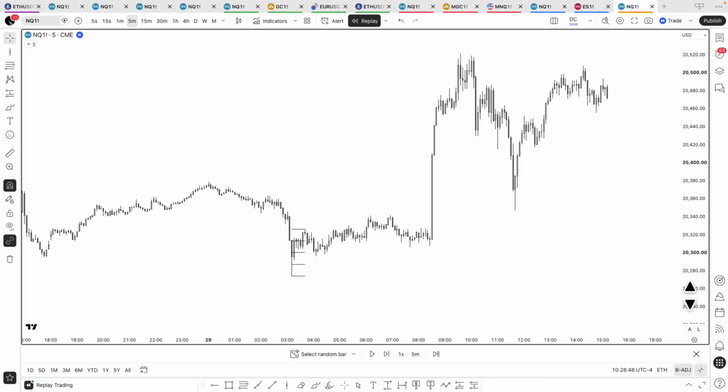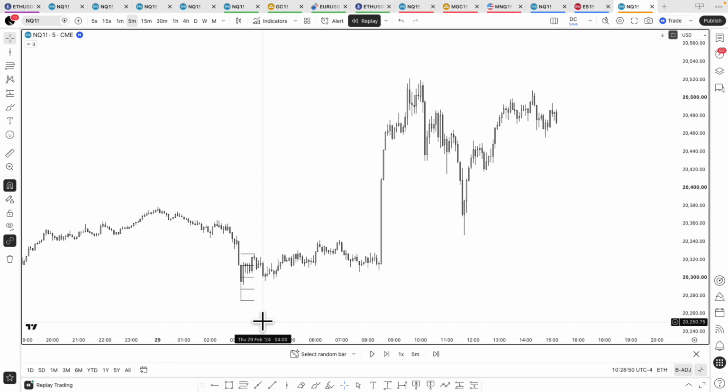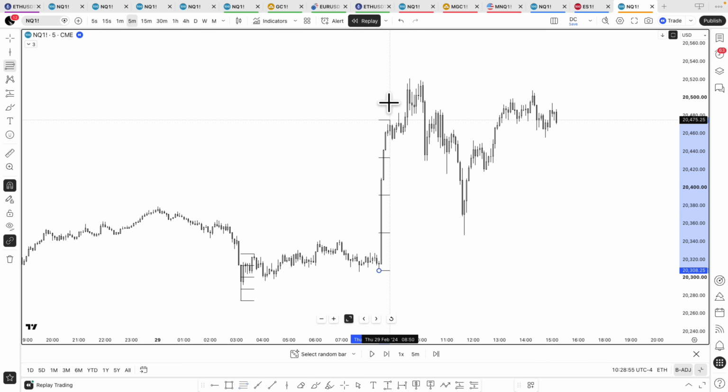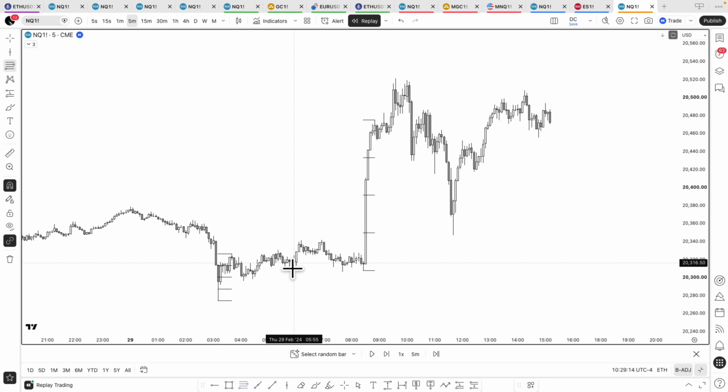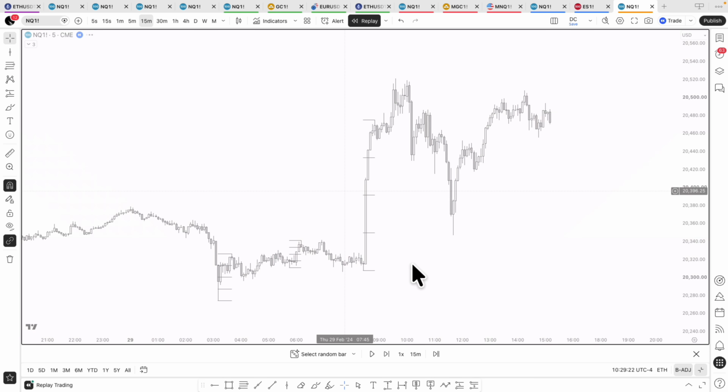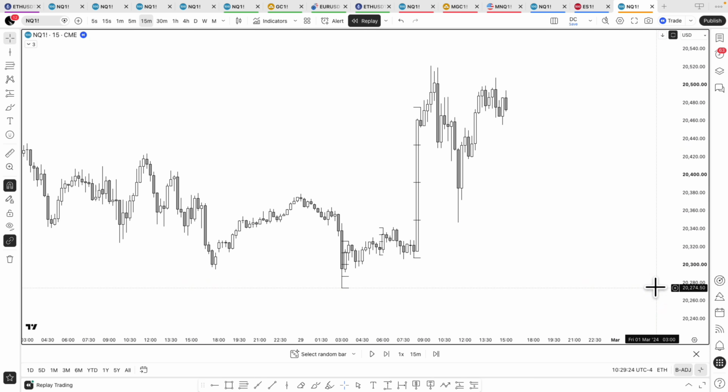So for expansion ranges, we can simply look to anchor from this candle's low all the way up to this candle's high, deeming this our expansion range as we're looking at this 5-minute interval. Before that expansion range, we have our consolidation range right here. So we're going to have to jump onto a higher interval, being 15 minutes, to get a way better grasp of this consolidation range.